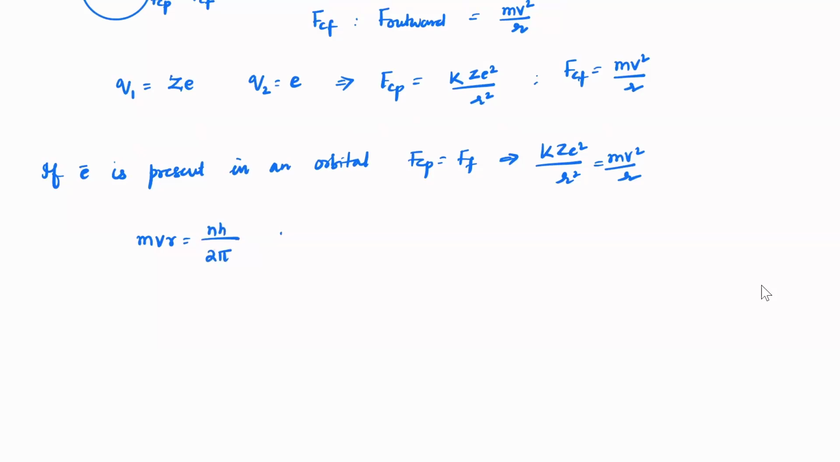Okay, and if I square this on both sides, I will get m²v²r² is equal to n²h² by 4π². From here I can write it as mv² is equal to n²h² by 4π² into m into r. Now substituting this back into this equation, I will be able to derive the value of r. Got it? I know how much is the value of r you are getting.